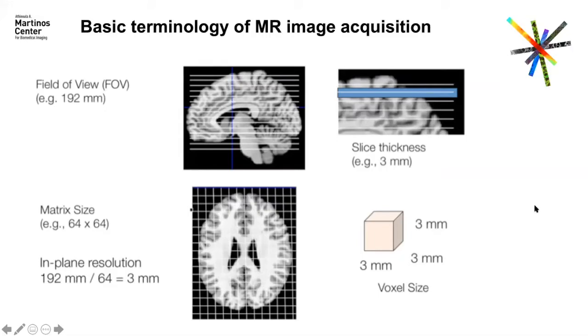Here is some basic terminology of MR image acquisition. Field of view describes how big a portion of the brain we can acquire, and the matrix size describes the dimensions of the slices, and these two together with the slice thickness define the spatial resolution of the imaging.